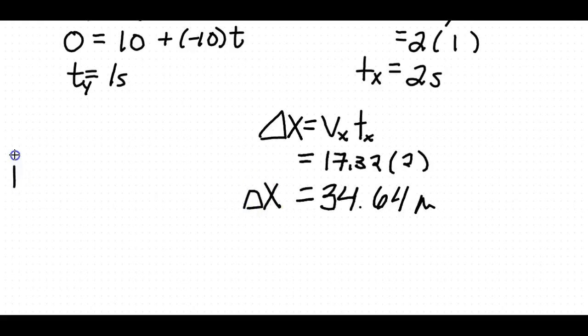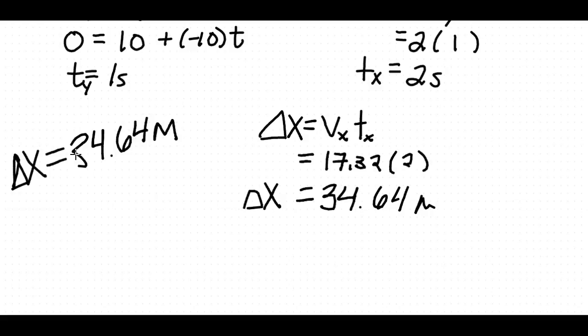So that means that the total range achieved by our projectile is 34.64 meters. So the soccer ball is going to land 34.64 meters away, and that's all we have to find in this problem.